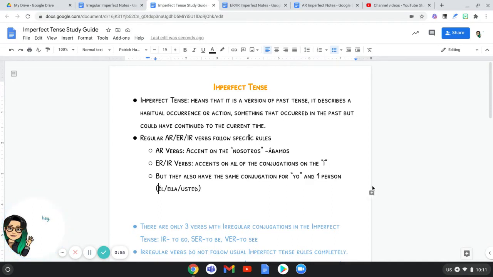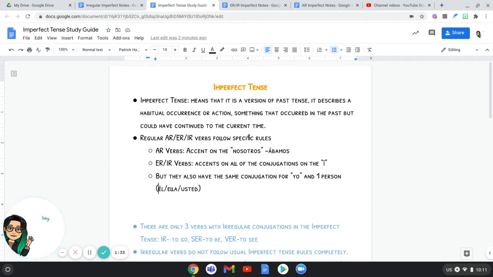So what the heck is imperfect tense? Imperfect tense just means that it's a version of the past tense. If you remember, I mentioned that it's technically something that occurred in the past, but that occurred frequently or often enough that it could have continued into our current time as well. So maybe you were really athletic as a kid, and you are still just as athletic now. It's not like I was a musician as a child and then I completely gave it up. It just means that it's something that could have been habitual. It happened frequently and it could have continued to the current time.